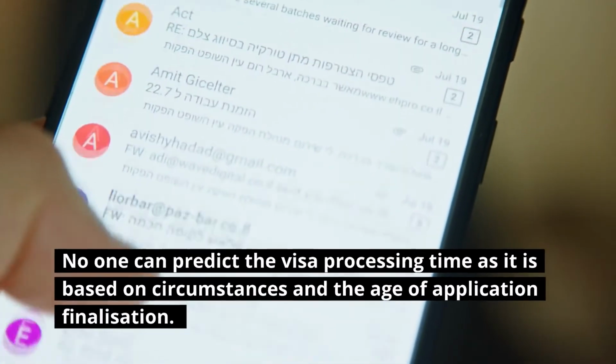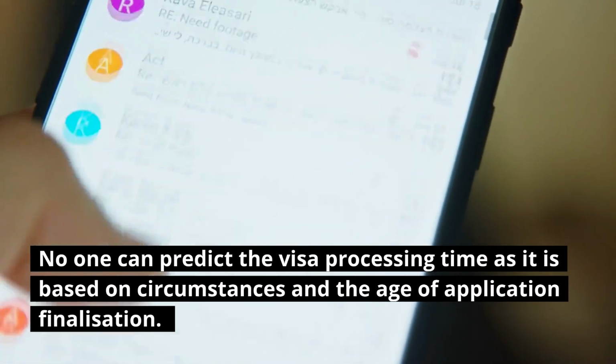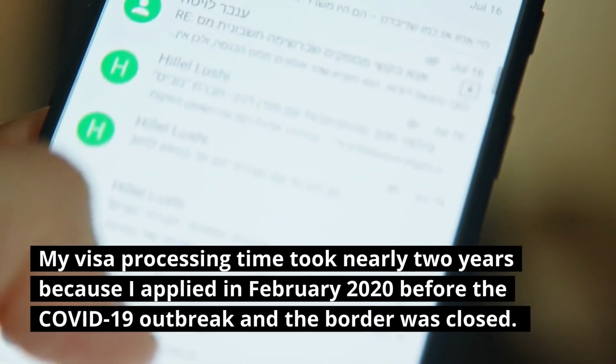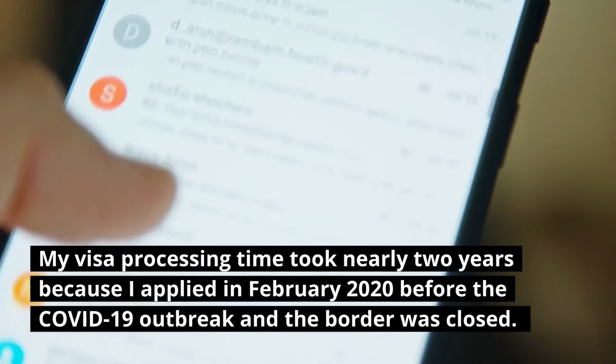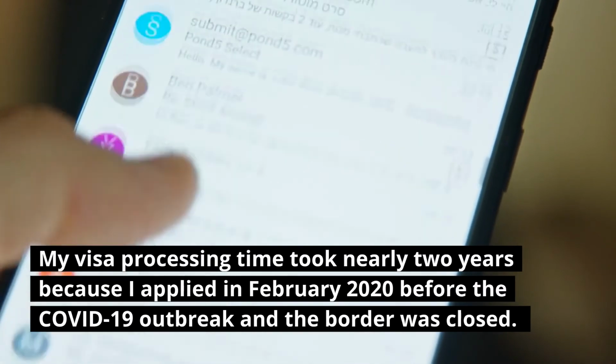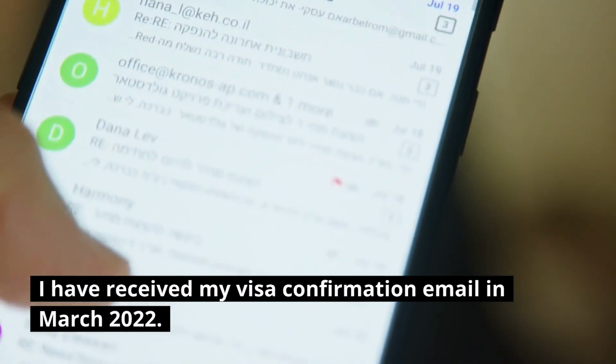What is the processing time? No one can predict the visa processing time, as it is based on circumstances and the age of application finalization. My visa processing time took nearly 2 years because I applied in February 2020 before the COVID-19 outbreak and the border was closed. I received my visa confirmation email in March 2022.